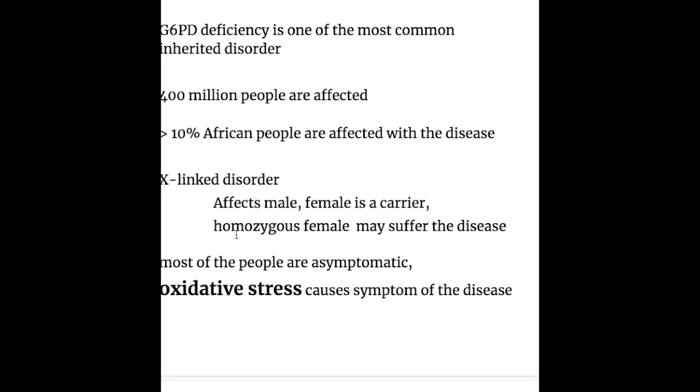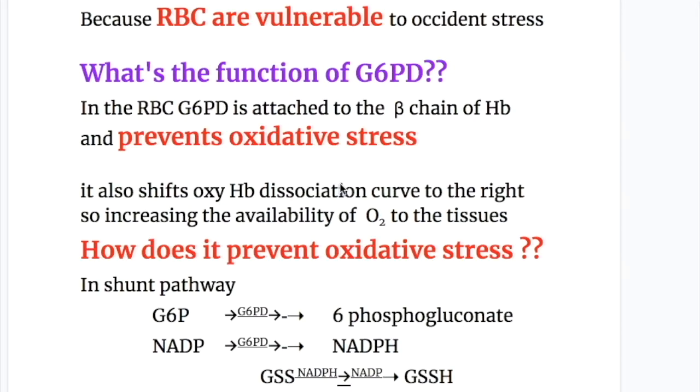And why does it occur? It occurs due to oxidative stress that causes symptoms of the disease. Why does oxidative stress cause these symptoms? Because RBCs are vulnerable to oxidant stress. What's the function of G6PD? In the RBC, G6PD is attached to the beta chain of the hemoglobin and prevents oxidative stress. It also shifts the oxygen-hemoglobin dissociation curve to the right, increasing the availability of oxygen to the tissues. How does it prevent the oxidative stress?